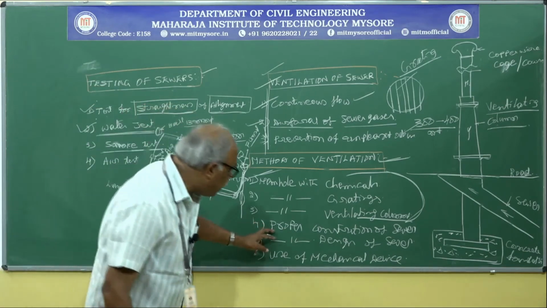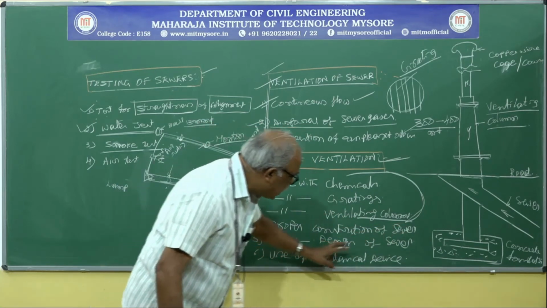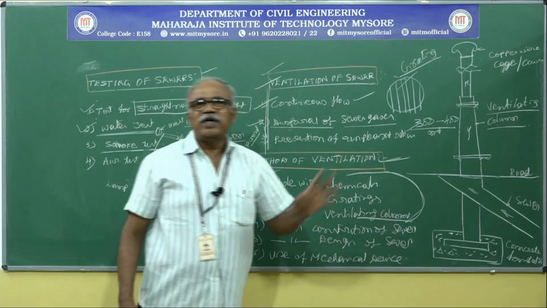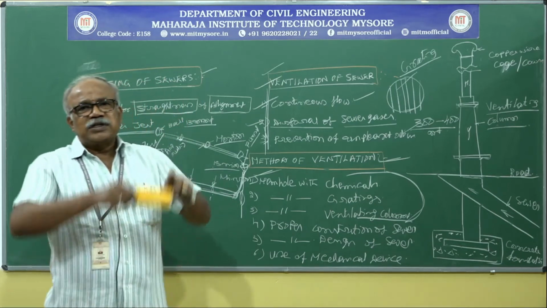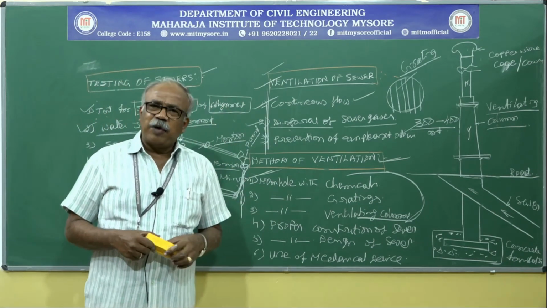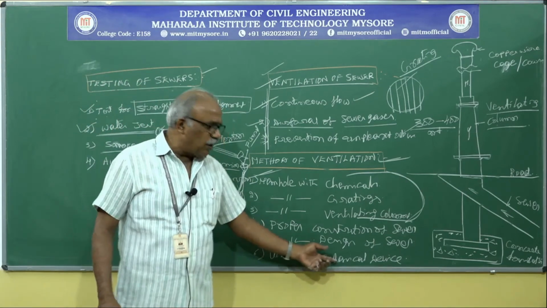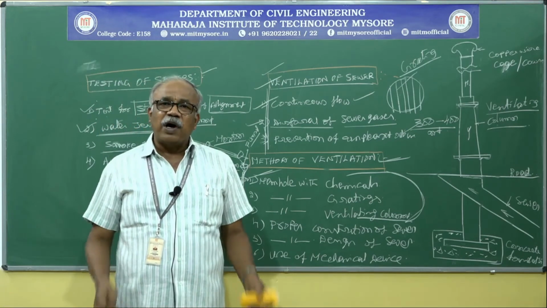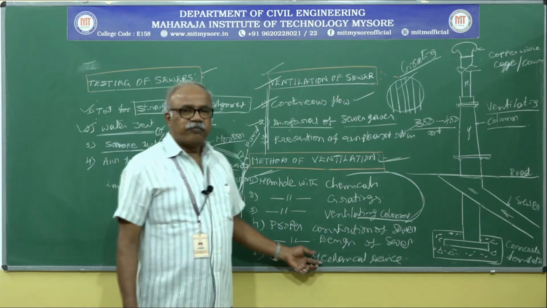And the fourth one is proper construction of sewer. Fifth one, proper design of sewer. Last one, use of mechanical device. What do you mean by mechanical device? If the size of the conduit or sewer pipe is large, we can use a mechanical device to remove whatever particles have settled inside the conduit.